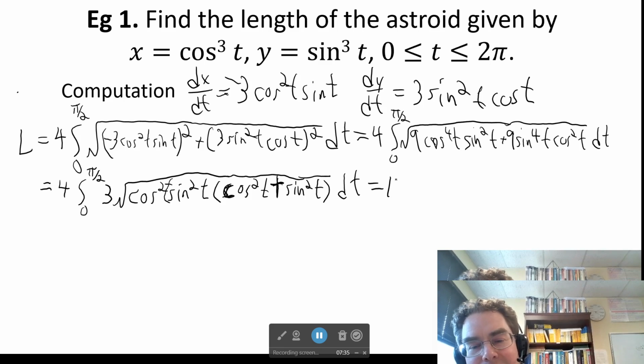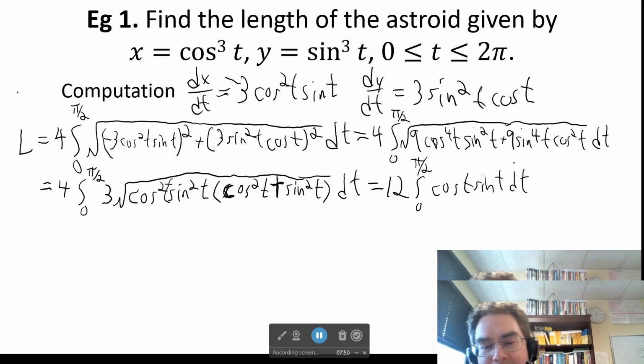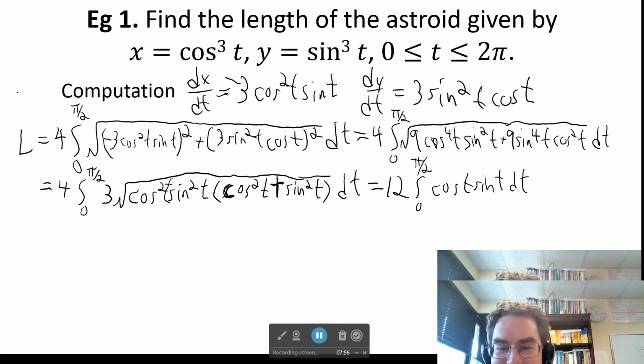Go ahead and pull that 3 all the way out and combine it with the 4 to get 12. And so what's left in our integrand is just cosine t sine t dt. And that's an integral that you should be able to do in your sleep just about. It's now a very manageable and doable integral. So what we would probably do there is a substitution. And you take your pick here. It's going to work either way, but just to avoid a minus sign, we'll let u be sine t, so that du then is cosine t dt.